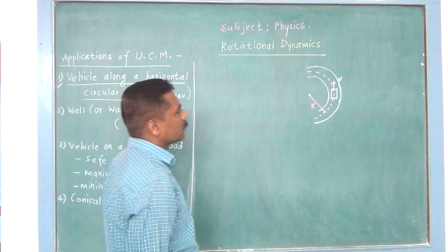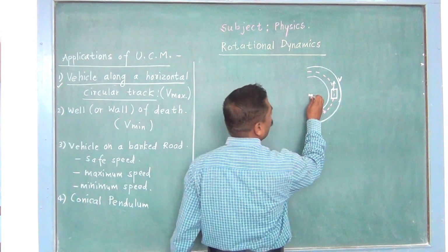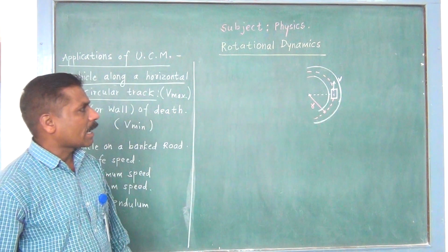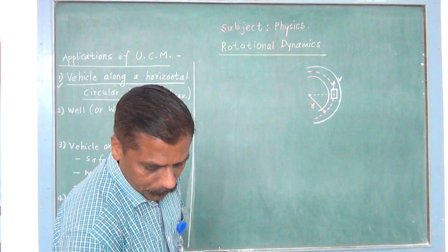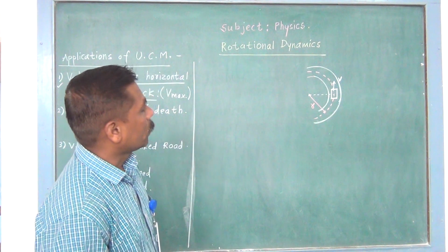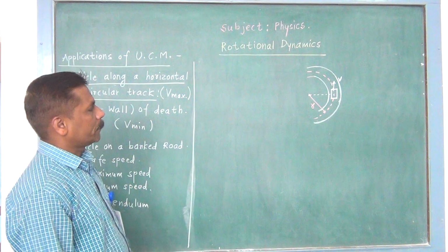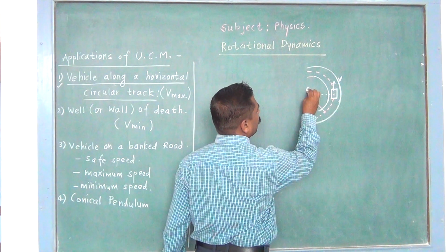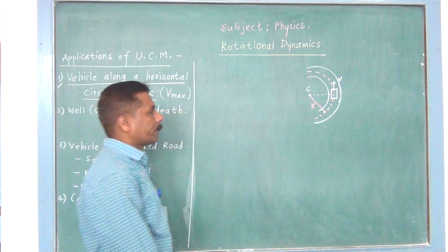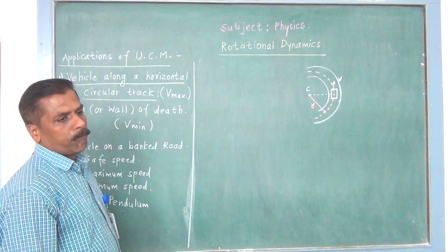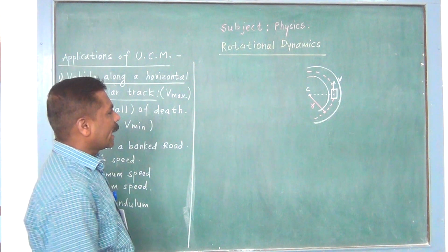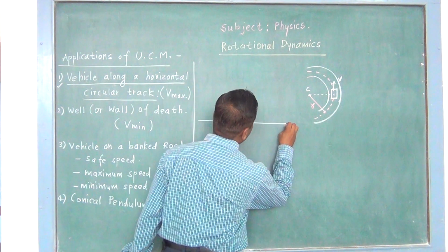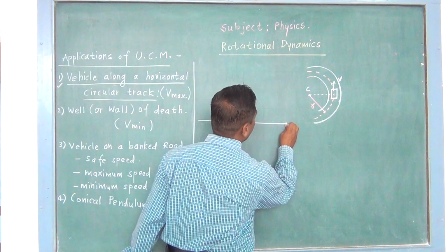So this vehicle is considered as a single particle, and you will find certain forces acting on this vehicle when it is moving along the horizontal circular track. This is nothing but the center of this circular path, which is represented as C. For simplicity, we can show the same diagrammatic representation like this, which is given in the textbook.